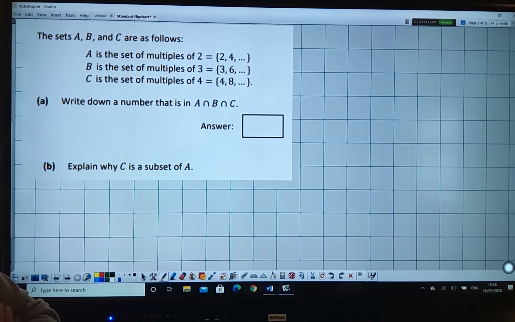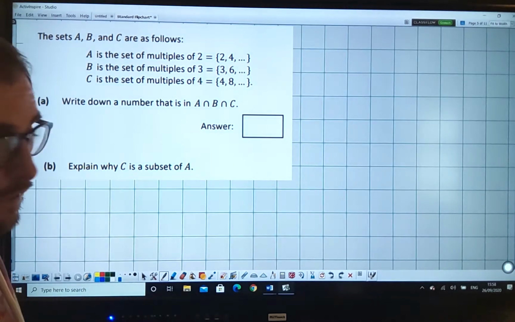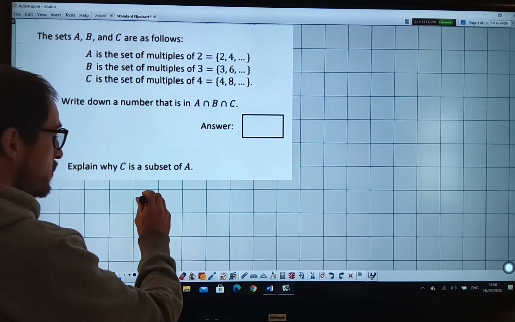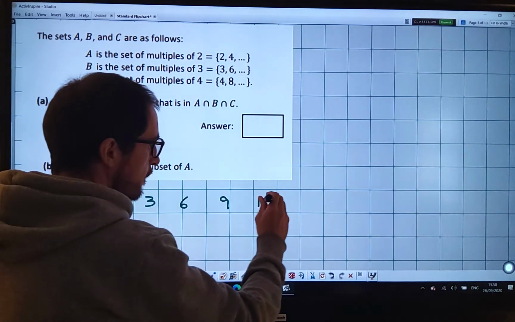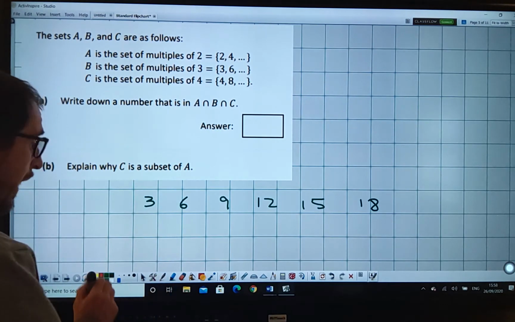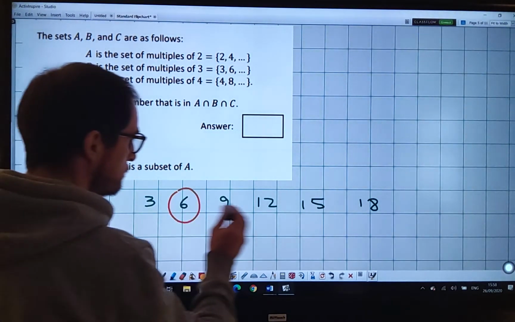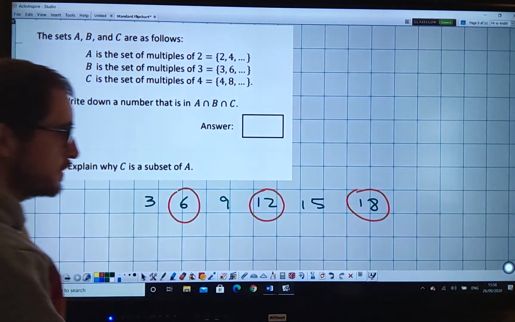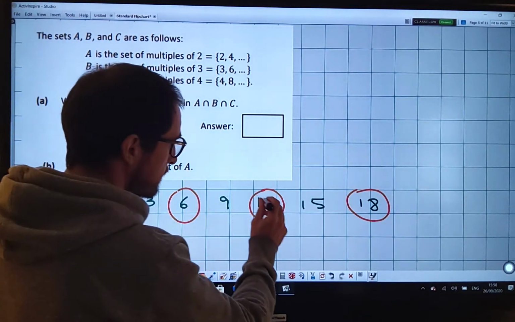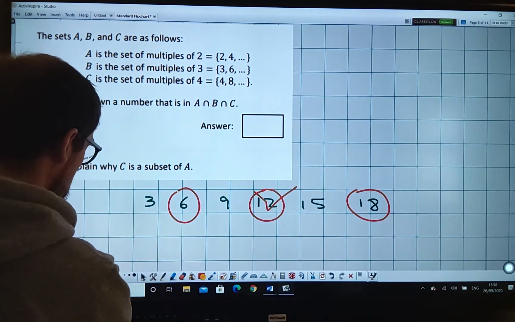Now, write down a number that is in A intersect B intersect C. So you want a number that's a multiple of 2, 3, and 4. What you have to remember first of all is, let's count in 3s, because 3 has odd numbers in it. So we do 3, 6, 9, 12, 15, 18. We know any even number is divisible by 2. So then, is there any of them that's divisible by 4? Does 4 go into any of them? Yes. So we can say 12 is the answer.